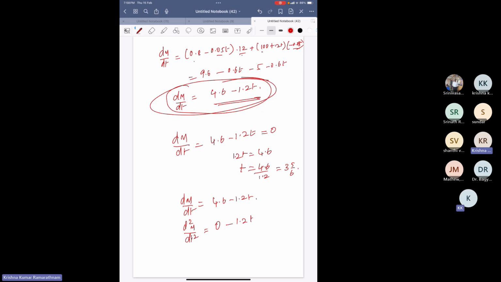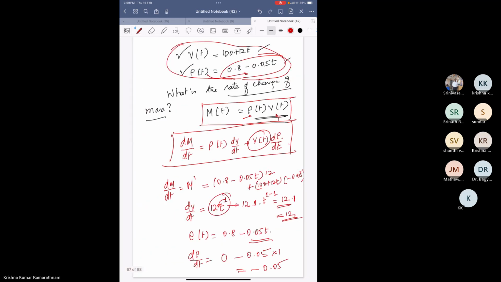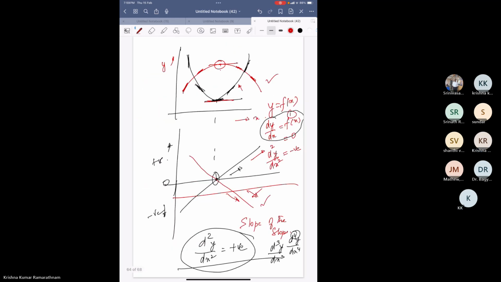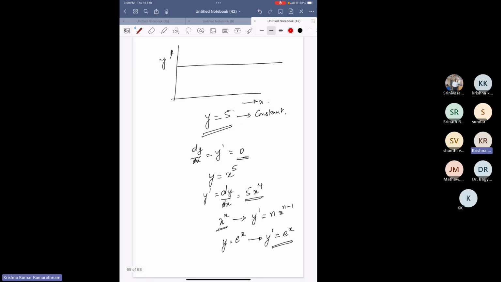So that's it: minus 1.2. The slope of the slope is negative. So if it is negative, what did we say? It's a maximum, and it is regressive. So is it the red curve or the black curve? The red curve. That's all.